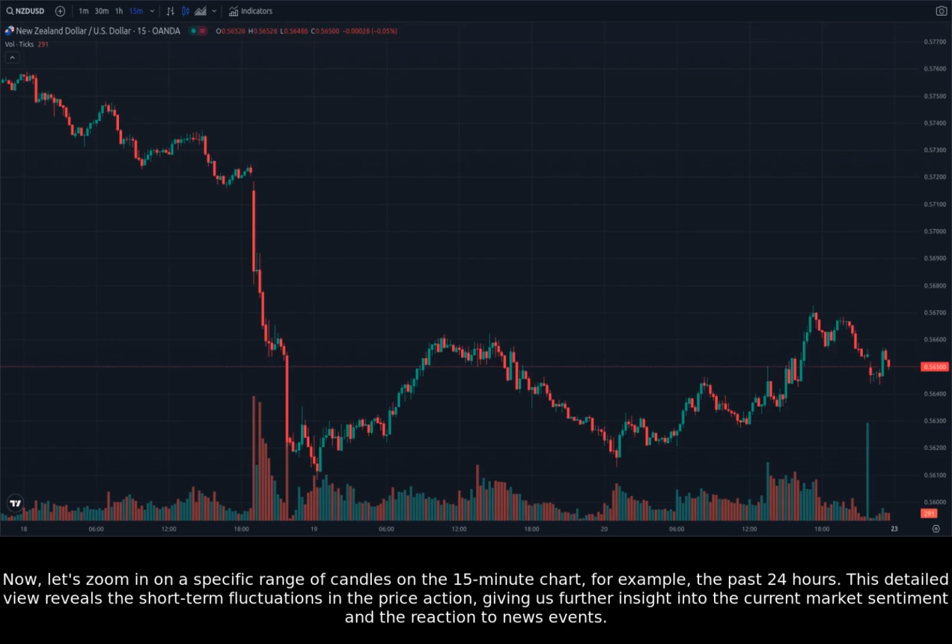Now, let's zoom in on a specific range of candles on the 15-minute chart, for example, the past 24 hours. This detailed view reveals the short-term fluctuations in the price action, giving us further insight into the current market sentiment and the reaction to news events.